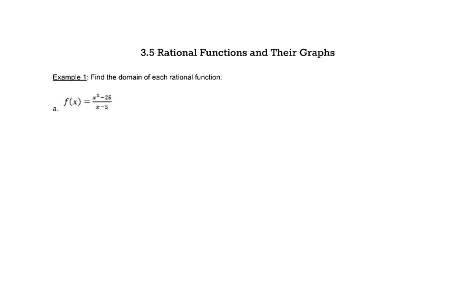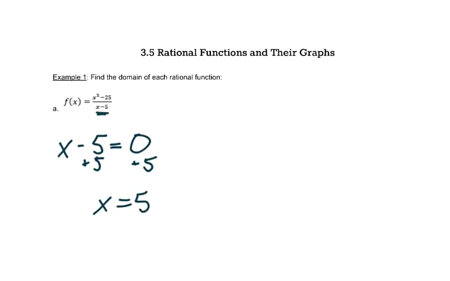So we'll start by looking at a review question here. We'll look at a few domain questions. And remember we talked about domain in the last chapter, and we said that if we had a fraction, the domain came from looking at the denominator of the fraction. So we'd set that x minus 5 equal to 0. If we add 5 to both sides, we get x equals 5. So remember, our domain here is all real numbers, but x cannot be 5.